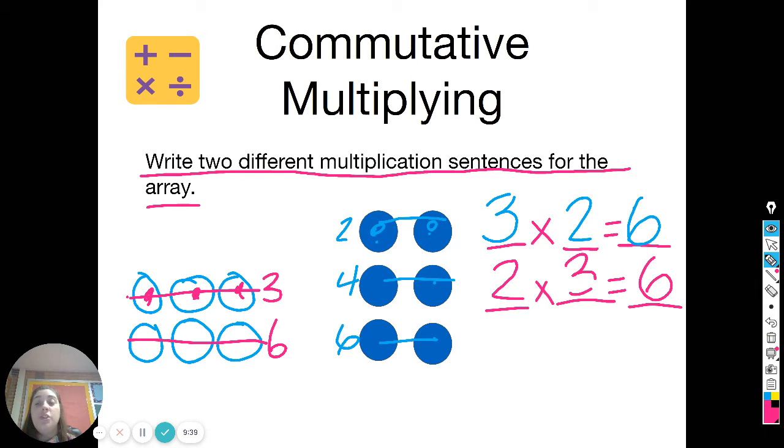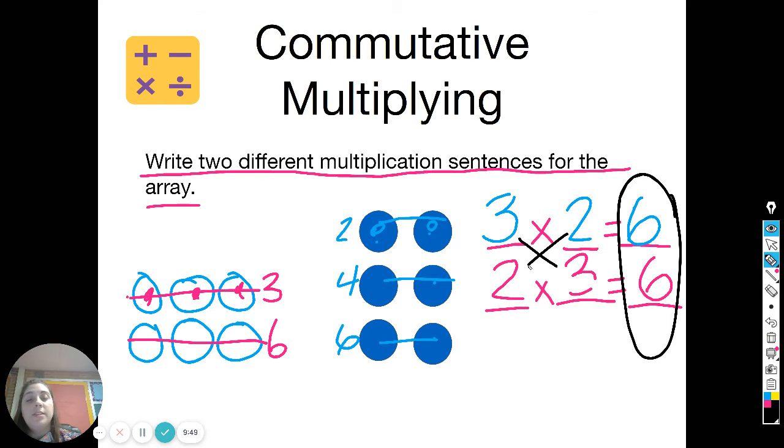So now I have these 2 different multiplication problems for this array. And you'll notice that the answer has stayed the same and the factors flip-flopped. So it went from 3 times 2 and it flipped to 2 times 3, okay? And the commutative property says we can take those two factors and switch it, and the answer stays the same.